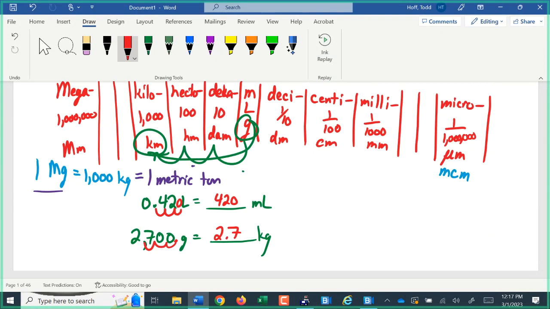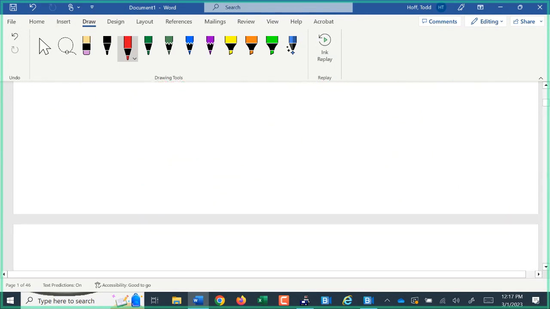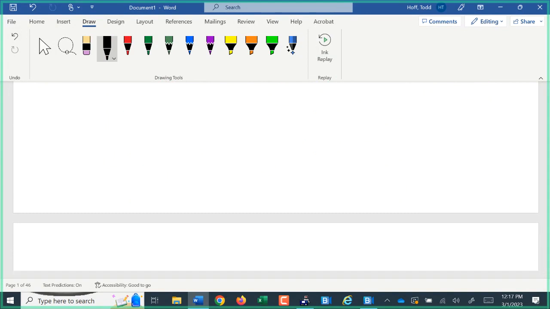I'm sure you guys have all seen the metric system in your science classes, so I'm not going to spend a lot of time here today doing conversions. You know the moving of the decimal point and all that. I do want to take a couple minutes, though, to talk about converting between metric and standard.